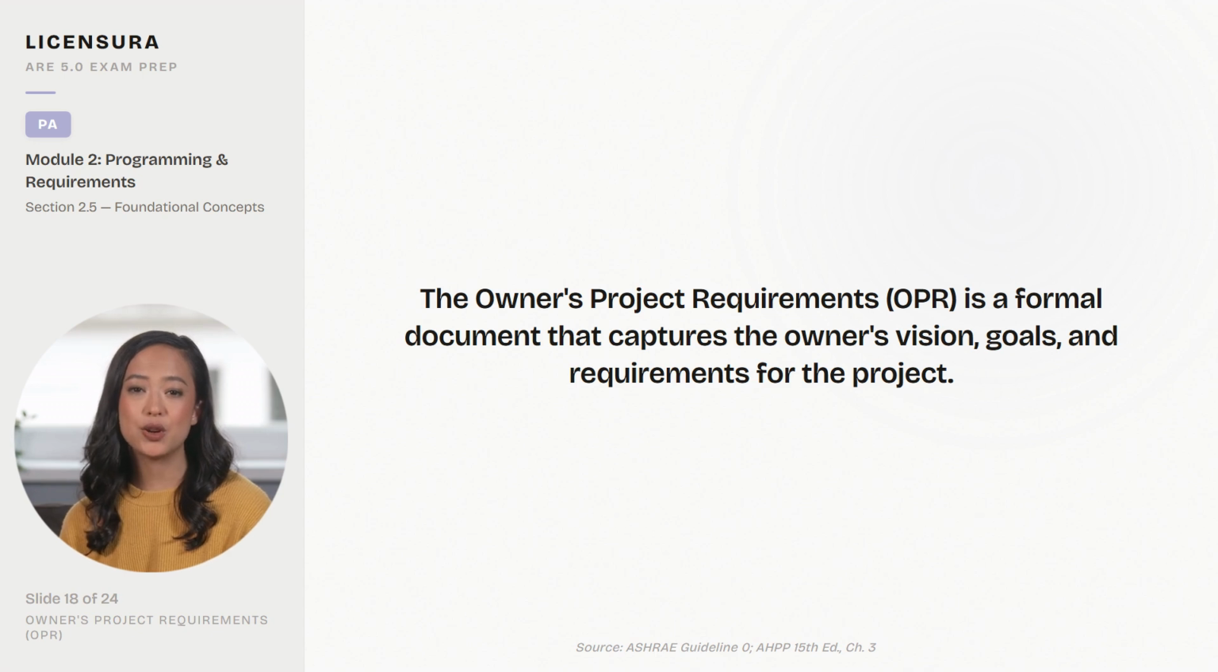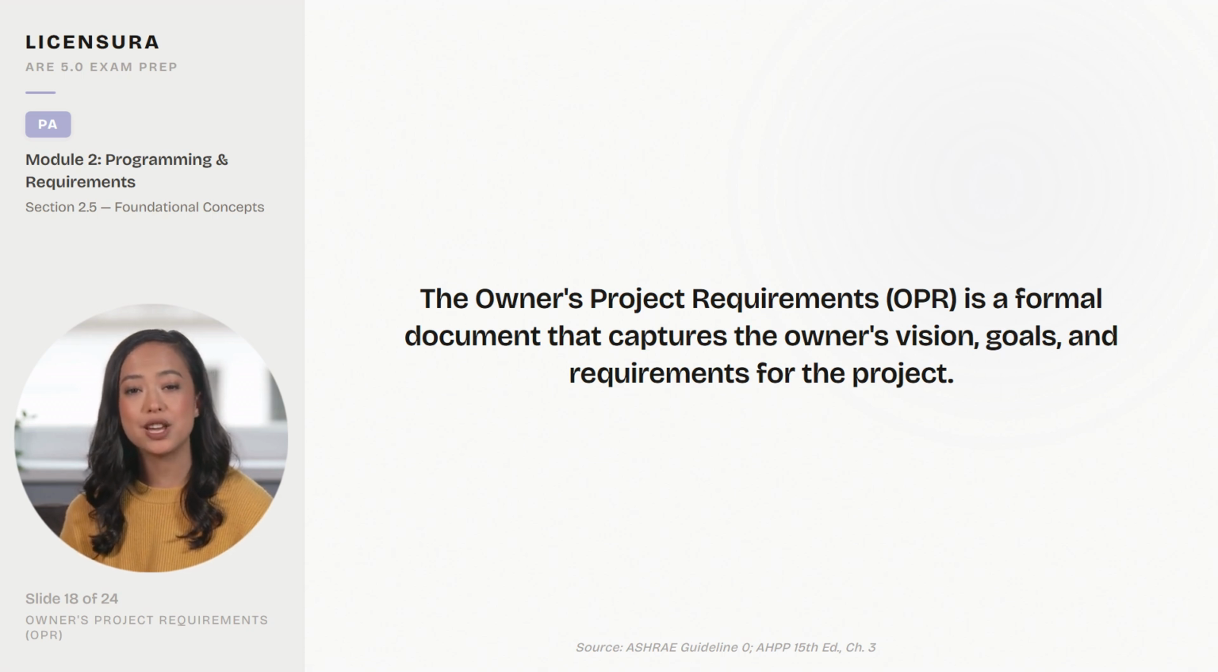The Owner's Project Requirements, OPR, is a formal document that captures the owner's vision, goals, and requirements for the project. It originated in the commissioning world, ASHRAE Guideline 0, but has become essential to the programming process. The OPR is the benchmark against which the entire project is measured, from schematic design all the way through post-occupancy verification. Every major design decision later in the project gets traced back to the OPR.